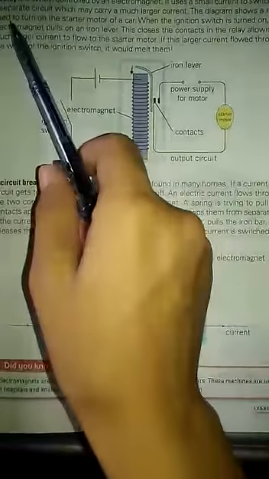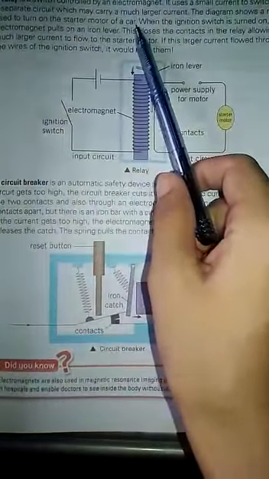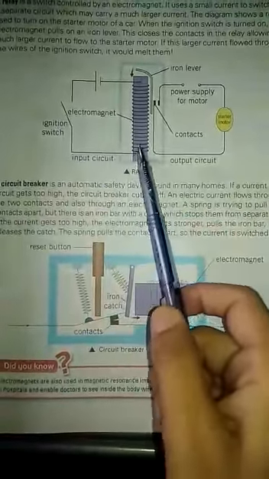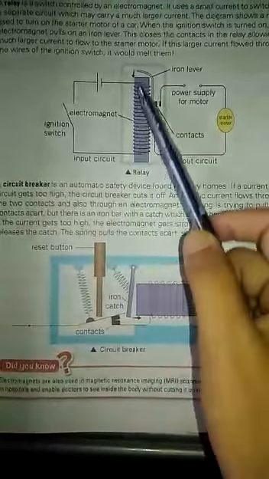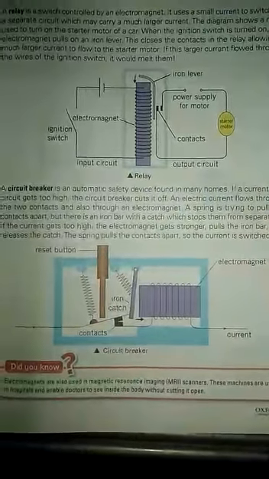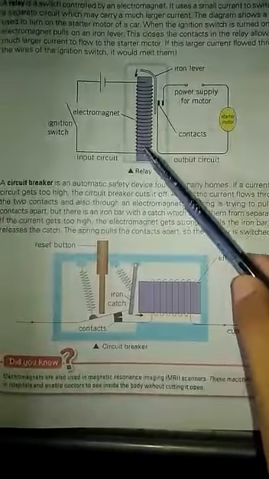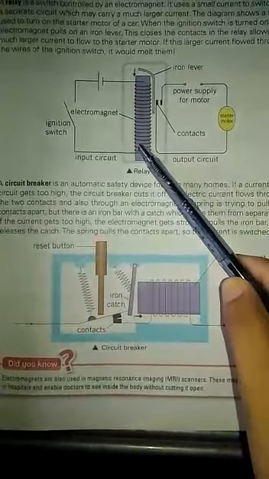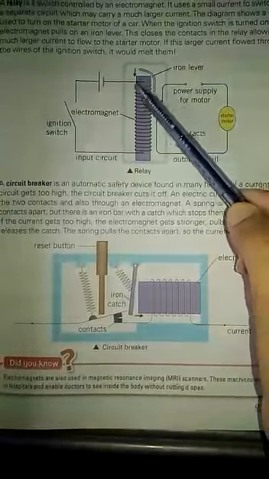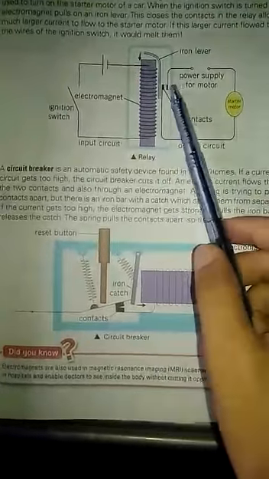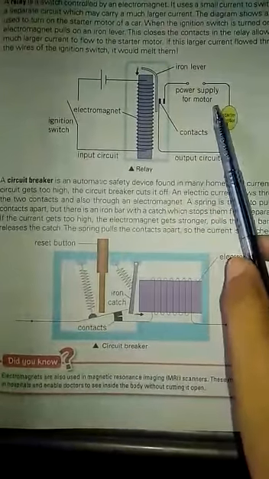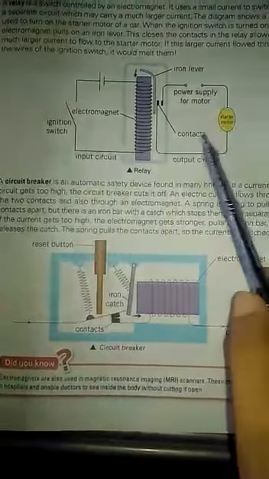The diagram shows a relay used to turn on the starter motor of a car. Students, this is the ignition switch. When this is turned on, the current is supplied to the copper coil and iron is present in the copper coil, so this produces strong electromagnetism. As a result of this electromagnetism, this iron lever is pulled towards the magnet. As a result, this circuit is turned on and much current is supplied to the starter motor, and this motor will start.